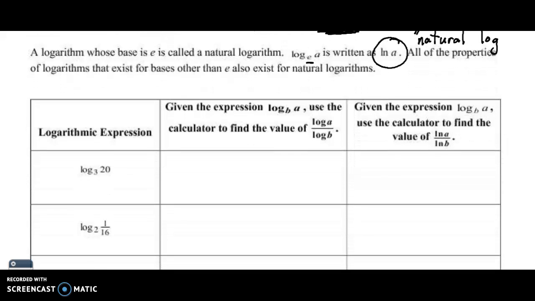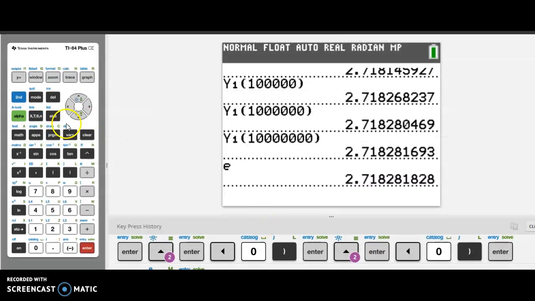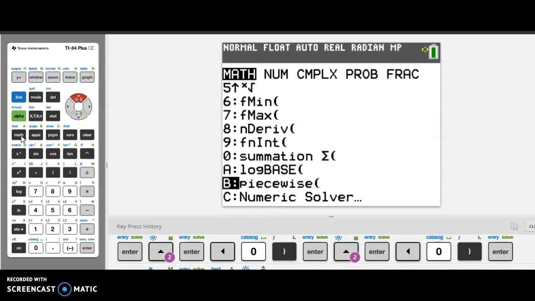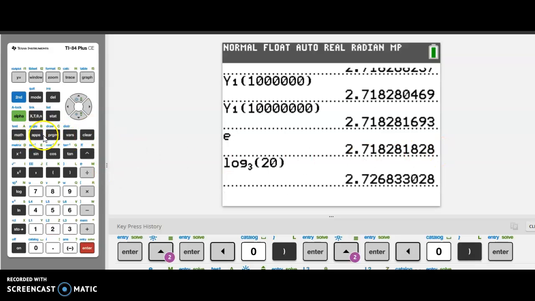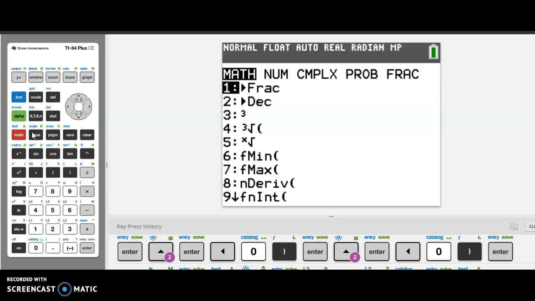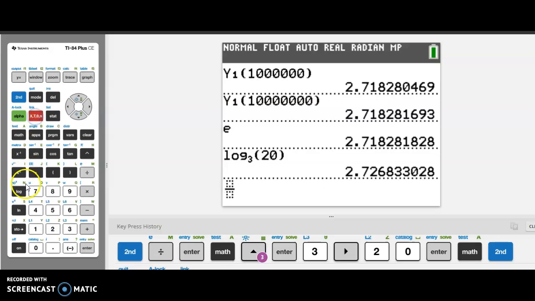So why are we bringing that to your attention? Is because we've learned that we can do the change of base formula for these problems. And again, on your calculator, if I hit math, log base, so base 3 of 20, we learned that we could have done log of 20 divided by log of 3.